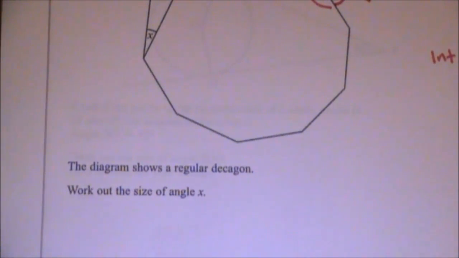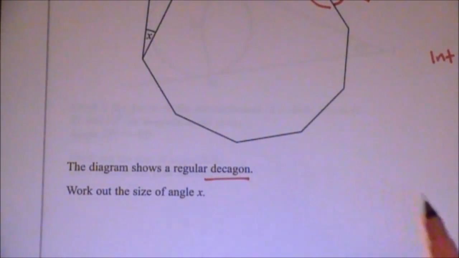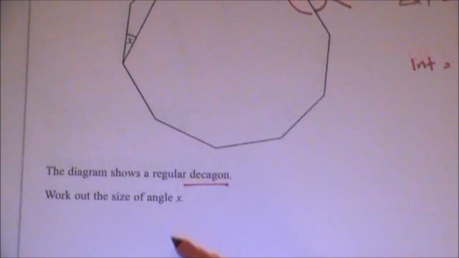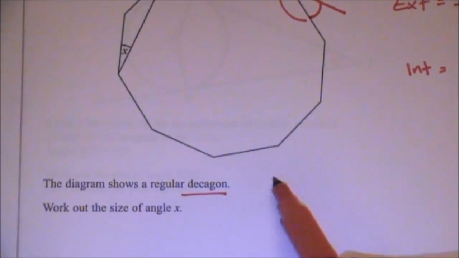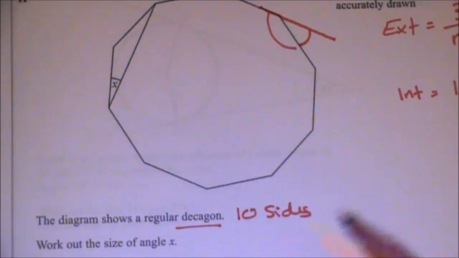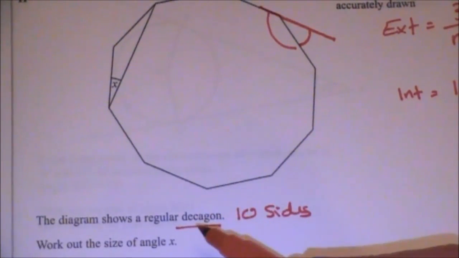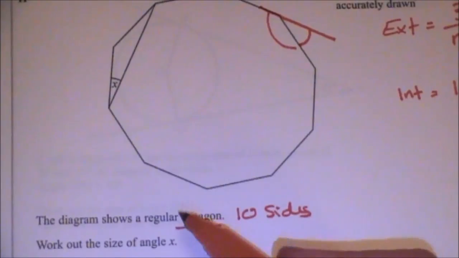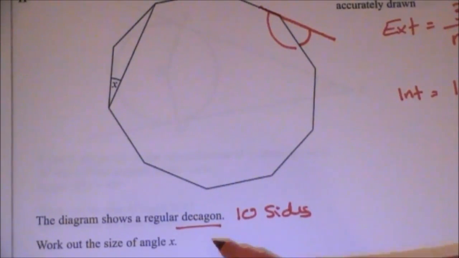The diagram shows a regular decagon. Work out the size of angle X. First of all, decagon. I know that's got 10 sides. They've been nice enough to give us the diagram. I could have counted it, but they may not give you the full diagram, in which case you need to know your polygons. So I know that's got 10 sides.